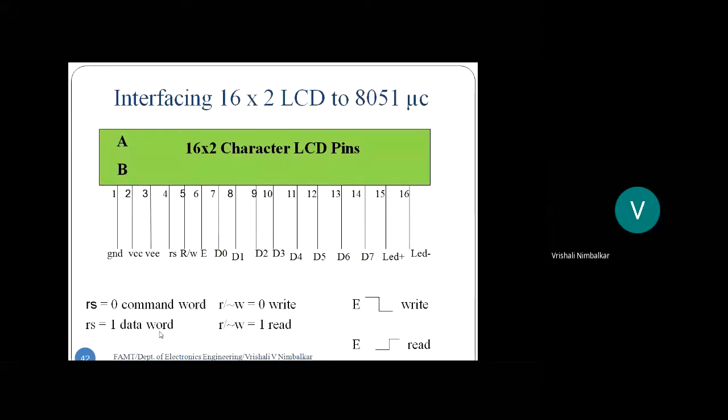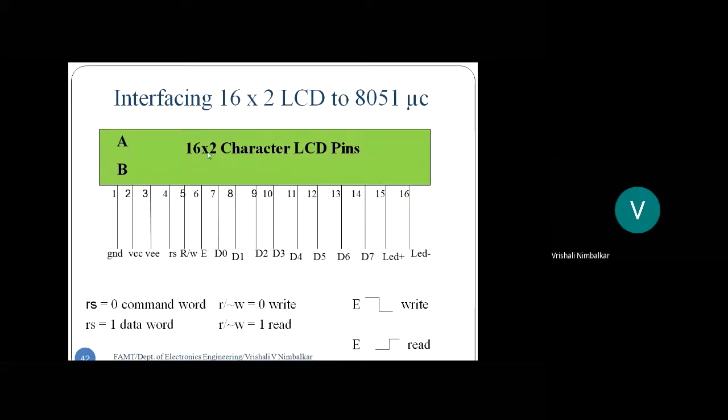It is D0 to D7 where the ASCII code will come, and at the same time the command word will also come. So on the data lines, the LCD will receive the command word as well as the data word. What is the data word? The ASCII code of the character. Now what is this command word, data word?